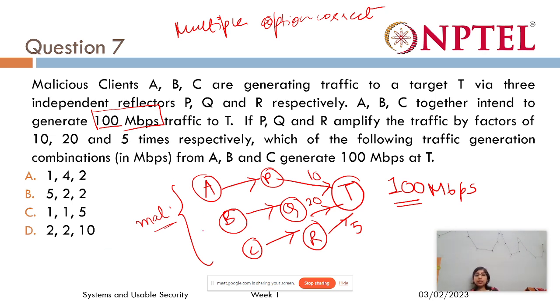The target of these malicious clients is to generate 100 Mbps at the target T from the reflectors P, Q, and R, where P, Q, and R are amplifying the traffic received from A, B, C by factors of 10, 20, and 5 times. So the bandwidth at T should be exactly this, not less, not more. Anybody having any idea how to solve?